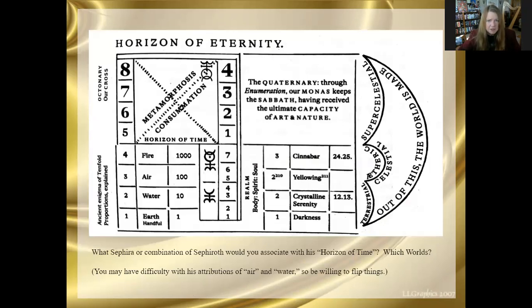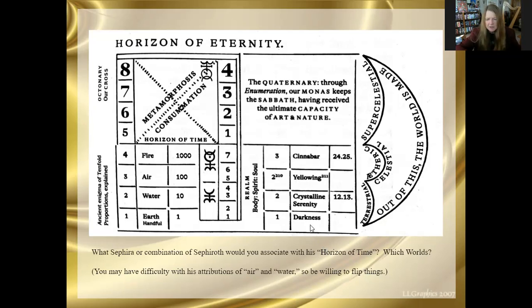Okay. The other thing that you would do is to see what Sephiroth, or combination of Sephiroth, would you associate with the horizon of time. And the way that makes most sense to me is looking at the horizon of time running right through the middle of the 2 upper worlds, the Atzilutic, the Briatic, and underneath the Yetziratic, and the world of action. So that's as high as this goes. That's high enough for most of us. And I've already talked about why you might have difficulty with his attributions of air and water.